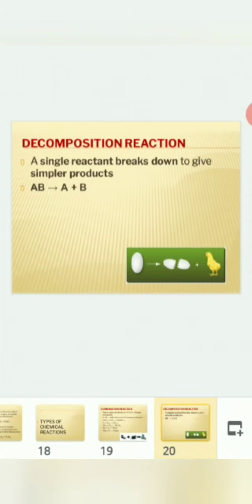Next, decomposition reaction. A single reactant breaks down to give simpler products. For example, AB will split to give A plus B. Here in this picture you can see an egg which is hatched and split into eggshell and a chick.